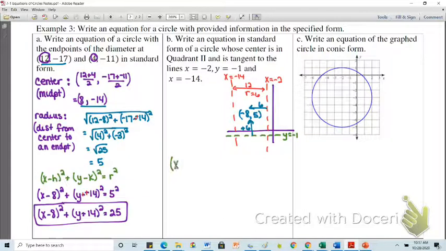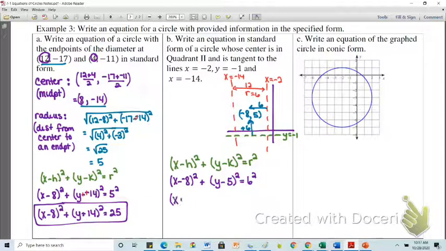So remember, it's x minus h squared plus y minus k squared equals r squared. So this is x minus negative 8 squared plus y minus 5 squared equals 6 squared. And then we simplify, so it's x plus 8 squared plus y minus 5 squared equals 36.